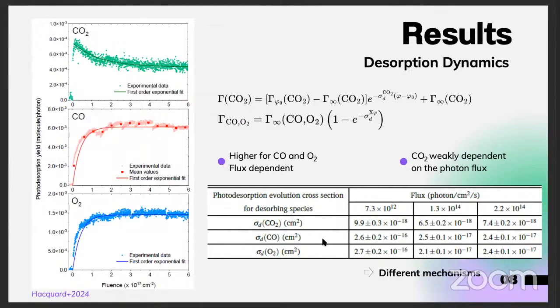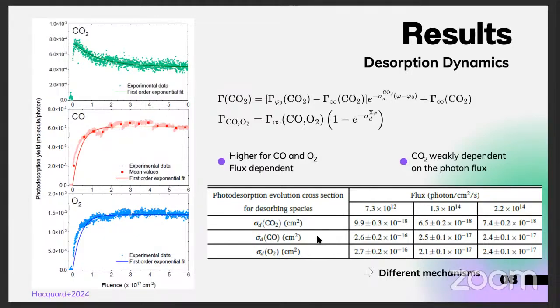The evolution cross-sections for CO and O2 are flux dependent, as there is an order of magnitude between the lower flux experiment right here and the higher flux experiment. That's a fact that we do not see for the evolution cross-section of CO2, because all of them are on the order of magnitude of 10 to the power minus 18. So we can conclude that different mechanisms must be occurring for CO2 on one end and for CO and O2 on the other end. That's for the molecules which are ejecting from the surface.